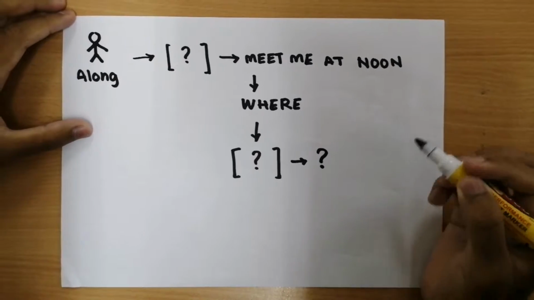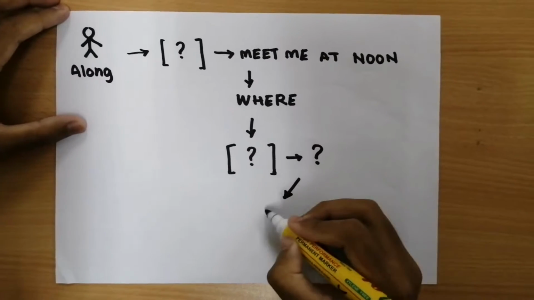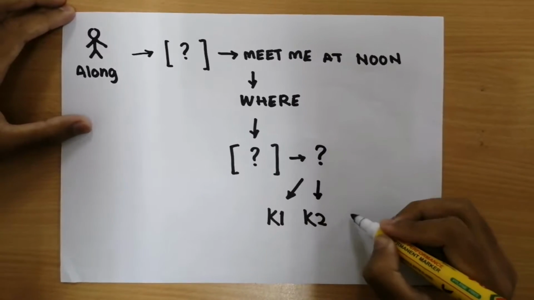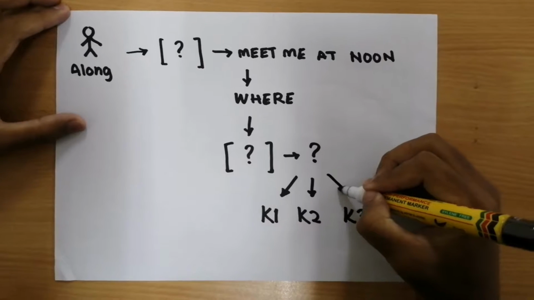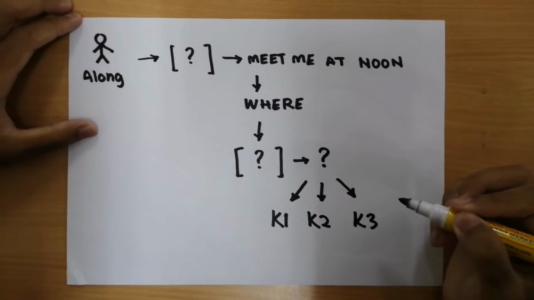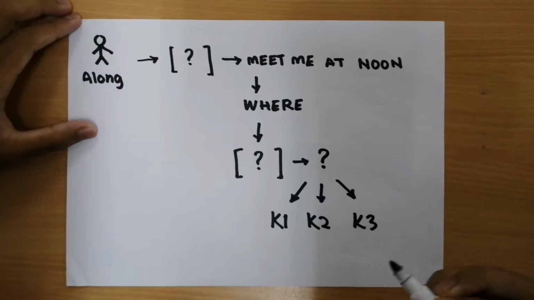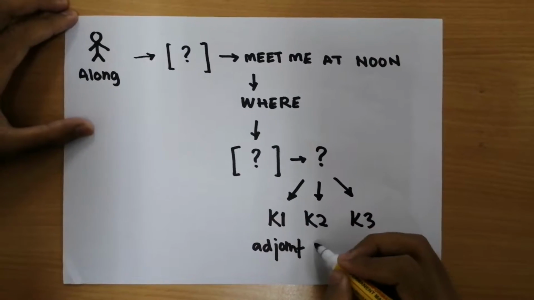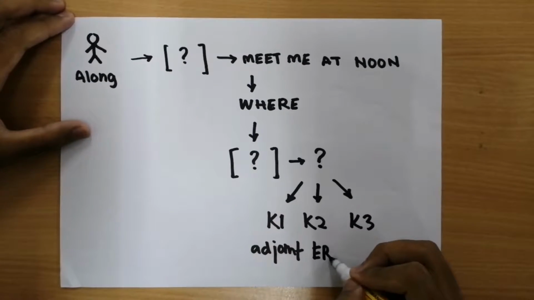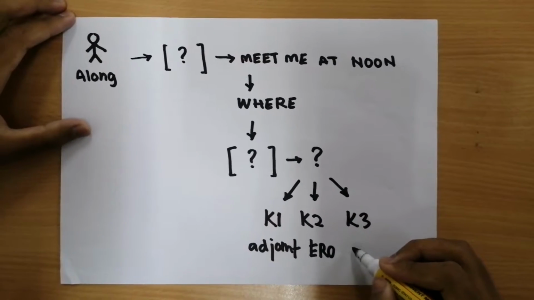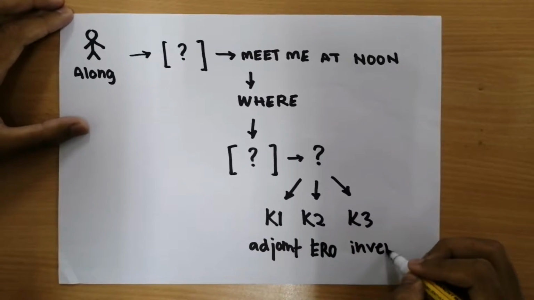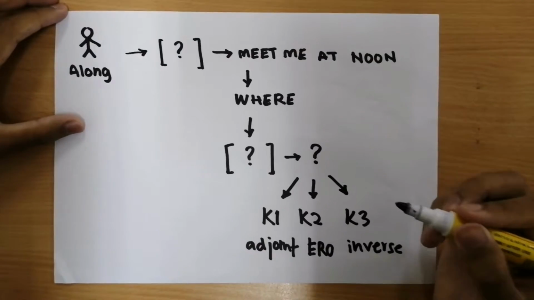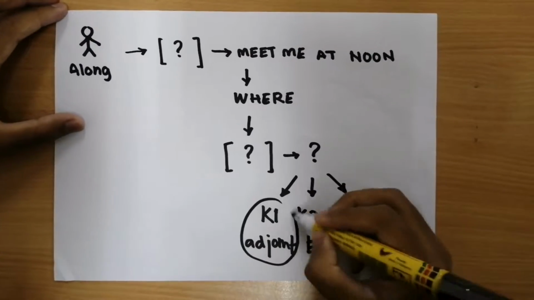So our task is there are another three matrices given, K1, K2 and K3, and each of these matrices will be solved by a different method. K1 we will solve by using the adjoint method, K2 will be solved by using the ERO method, and K3 we will solve using the inverse method. So let's get into the first method, which is K1.